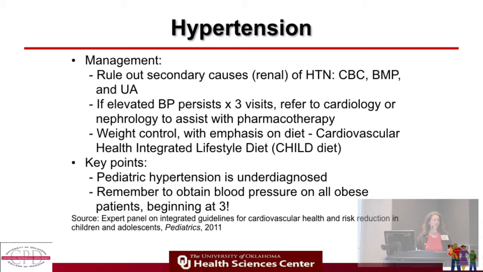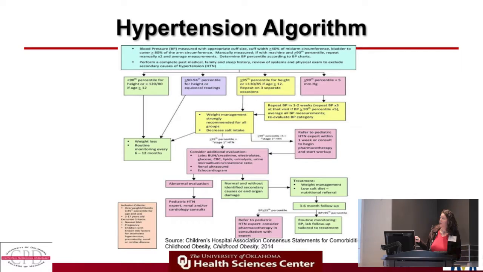For my primary care physicians who are in the middle of Oklahoma, or you don't have someone right there, the consensus guidelines that came out for common comorbidities by the Children's Hospital Association were partly to help guide primary care providers to say, hey, if you're following this algorithm, you can go ahead and start an ACE inhibitor or something and not necessarily wait for that referral. So it just gives guidelines for that. And that's this algorithm right here.